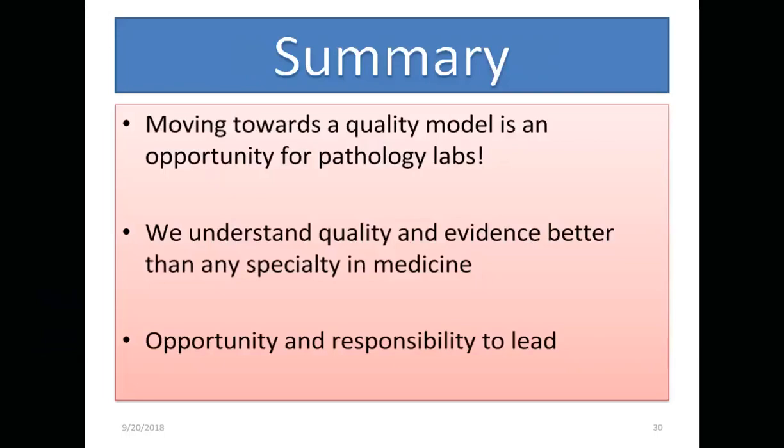So very exciting times. So in summary, in anatomic pathology, moving towards a quality model is essential and a great opportunity for pathology laboratories, particularly in anatomic pathology, an area that has somewhat been seen in the past more an art than a science, but I think the new tools that are coming in will allow anatomic pathology to become more precise and more analytical. I think pathologists understand quality and evidence better than any other specialty in medicine, and we really are experts in quality and can really take leadership positions in this area.